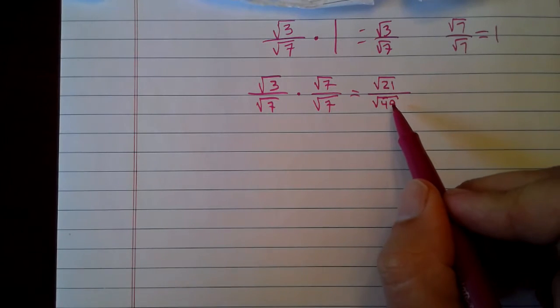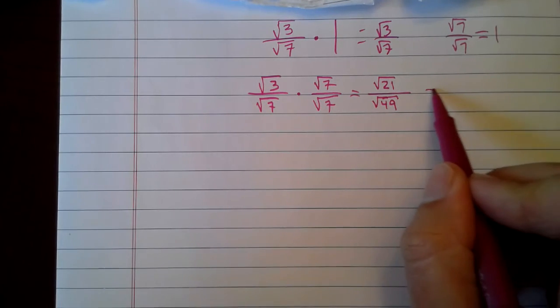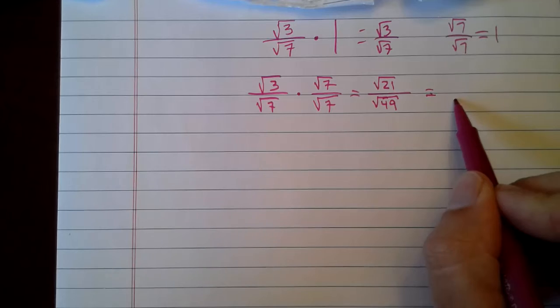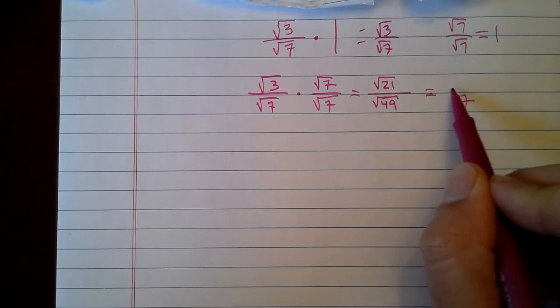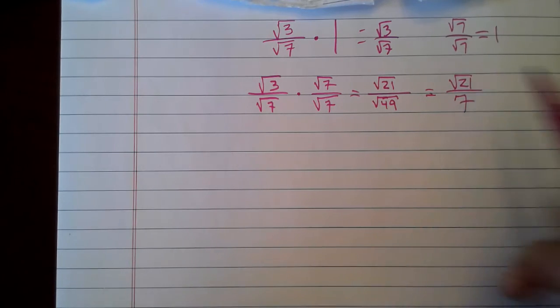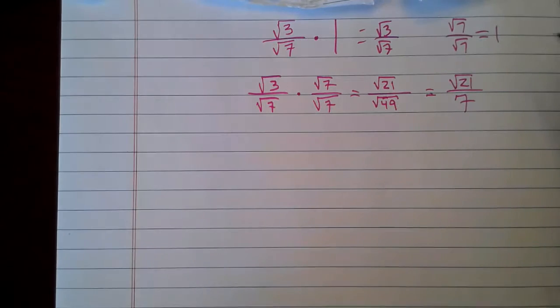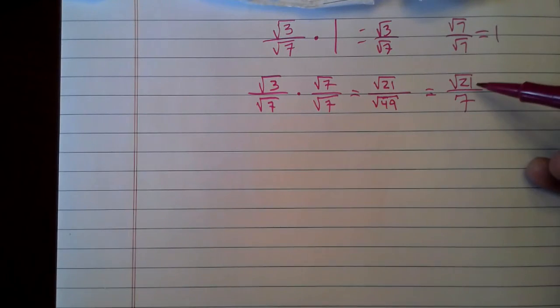Root 49 is really equal to 7. The square root of 49 is 7. Boom. All right. Now what I have to do is look at this numerator. Can that numerator be simplified at all? Are there any perfect square factors that go into 21? 4 doesn't, 16 doesn't, 25 is too big.